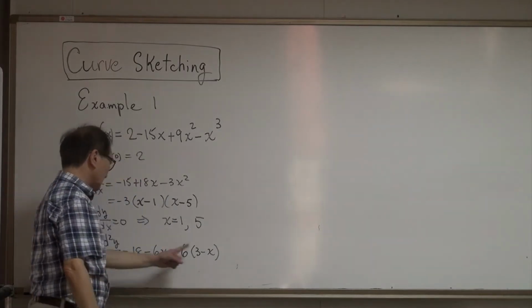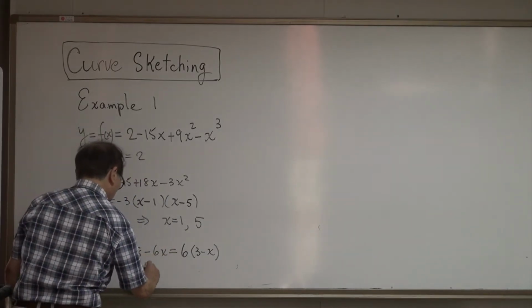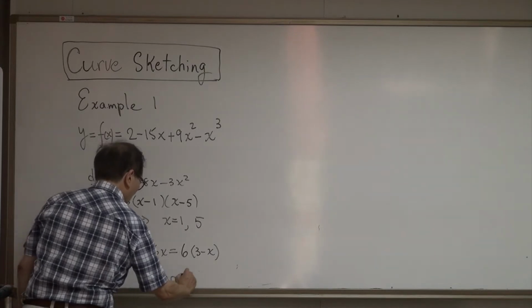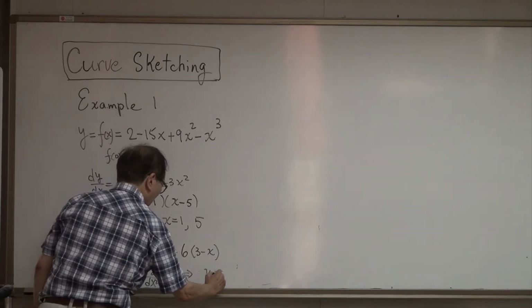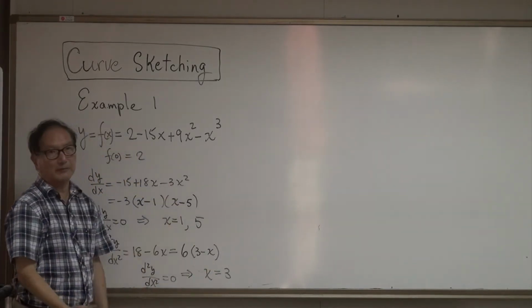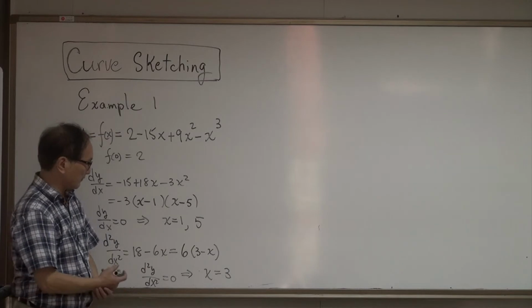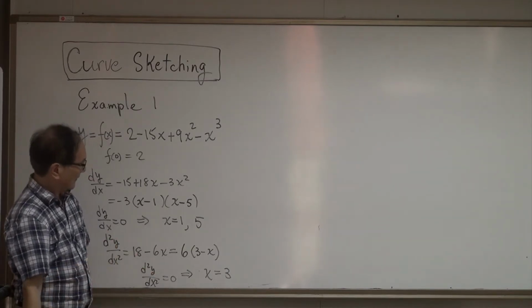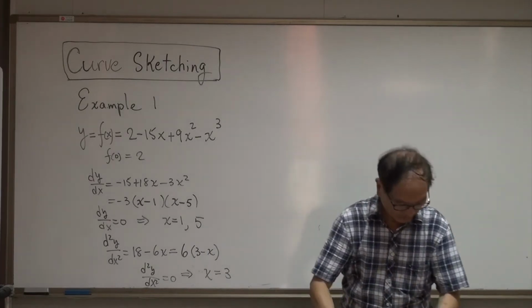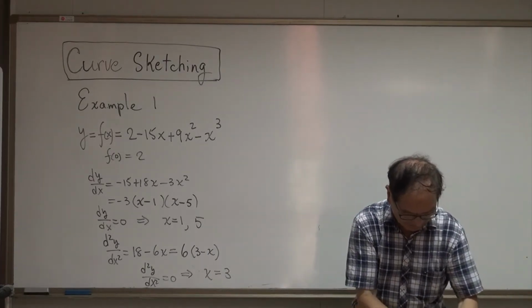So this is the second derivative. Then the second derivative equal to 0 will give you x equal to 3. Means that these 3 points are important. These 3 points are critical, and we should analyze with them.